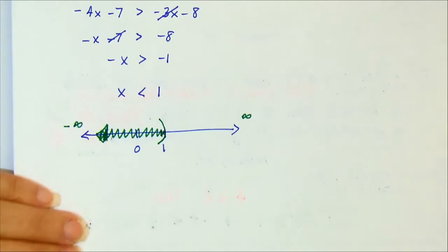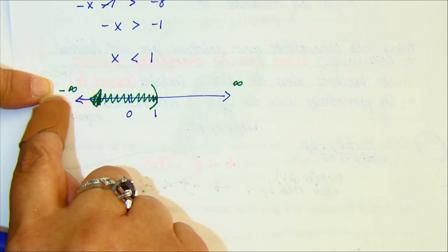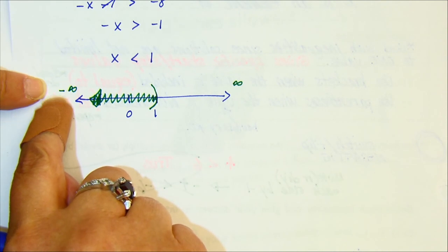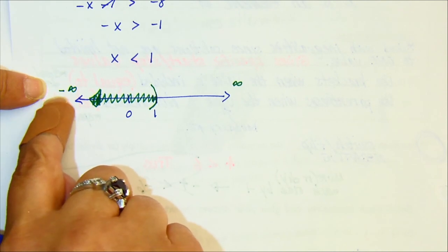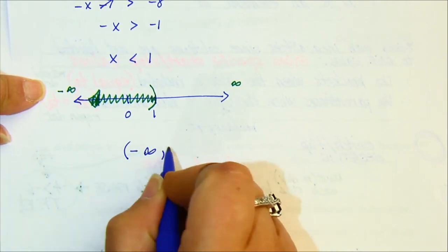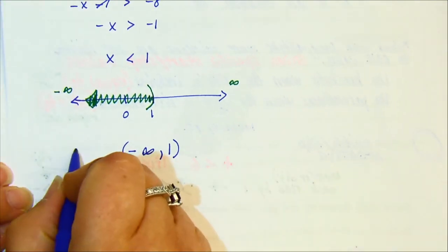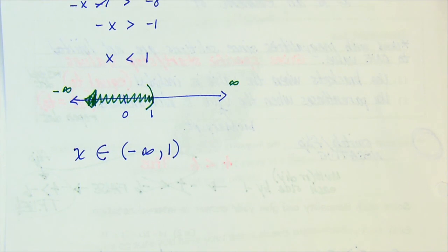But if we're involving negative infinity, look at where it is with respect to elements on the number line. It's on the far left. So negative infinity is always on the left side. Remember, we can never bracket infinity, so that's negative infinity up to 1. 1 is not included in the set, parenthesis, and we say that x is an element of negative infinity to 1.